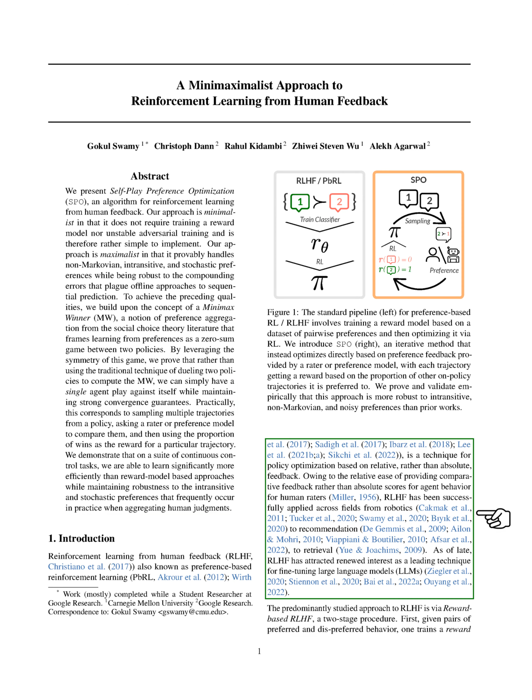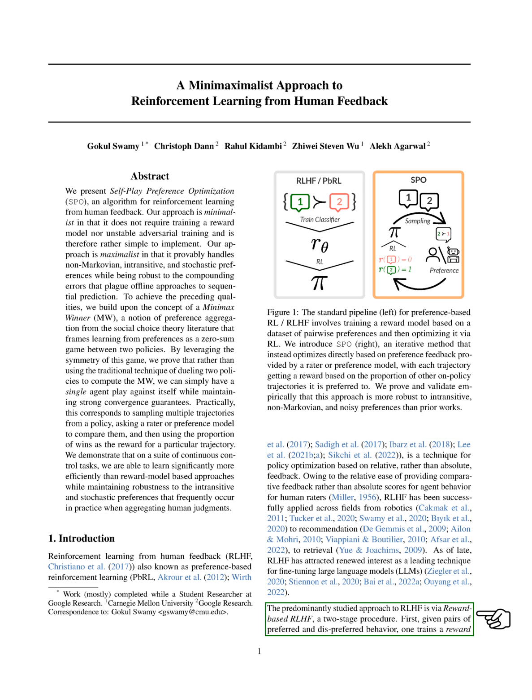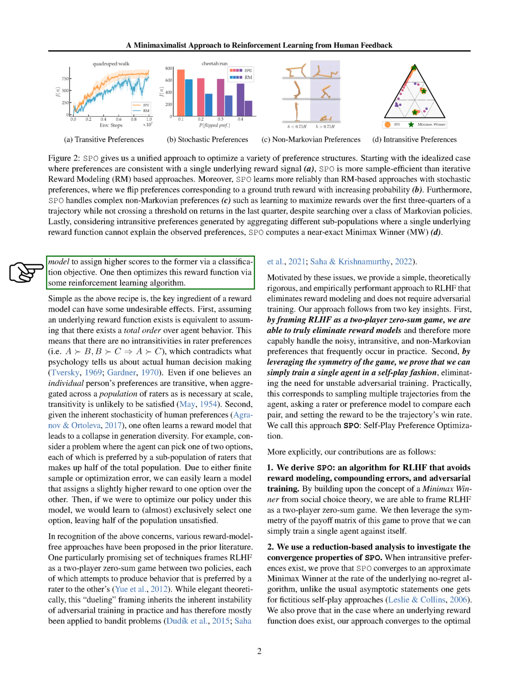Recently, RLHF has gained popularity as a technique for fine-tuning large language models. The most common approach to RLHF is through reward-based RLHF, which is a two-step process. First, we train a reward model to assign higher scores to preferred behaviors over non-preferred ones. Then, we optimize this reward function using a reinforcement learning algorithm. However, this approach has some drawbacks.